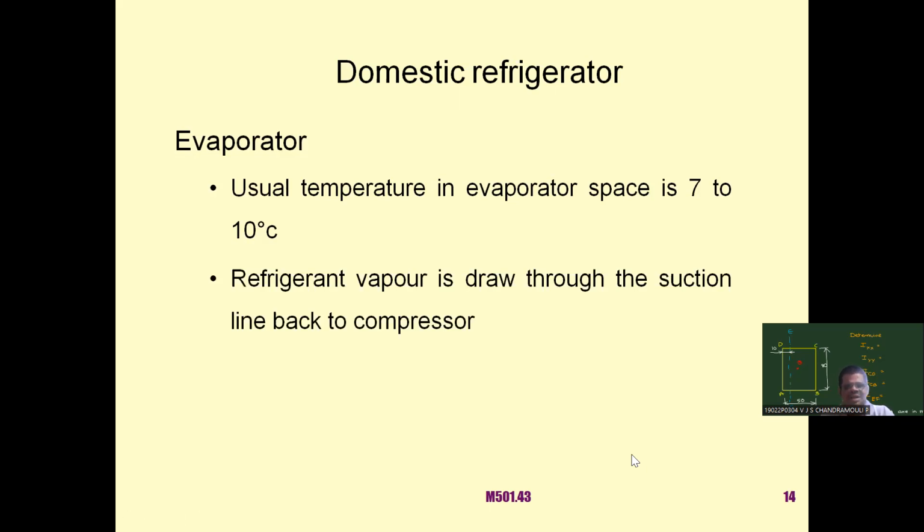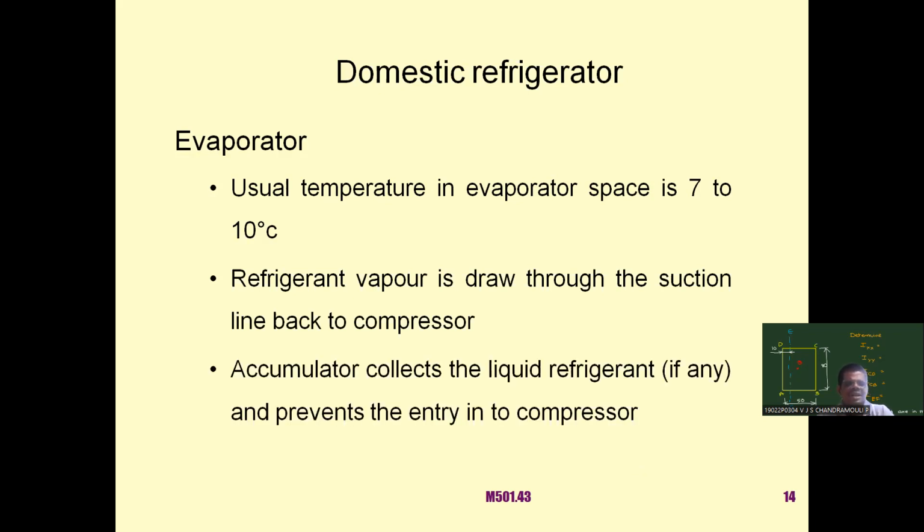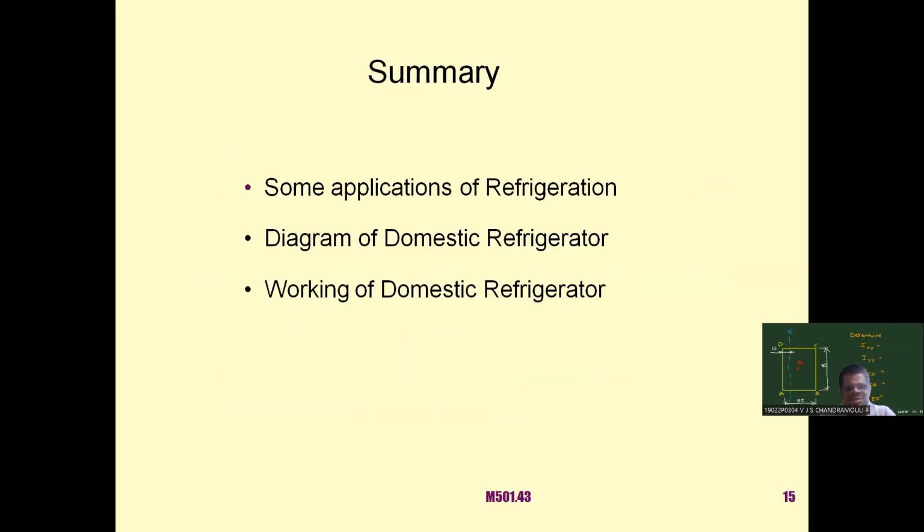The refrigerant vapor is then sent into the suction line back to the compressor. The refrigerant which is leaving the evaporator is moved to the compressor, and the accumulator is a device which collects the refrigerant and prevents liquid entry into the compressor. We have to send only refrigerant vapor into the compressor. Any liquid which is not converted into vapor should be stopped from entering the compressor. For that purpose, this accumulator is used. It separates the liquid refrigerant, if any, and sends only the vapor into the compressor. So that's all about this one.